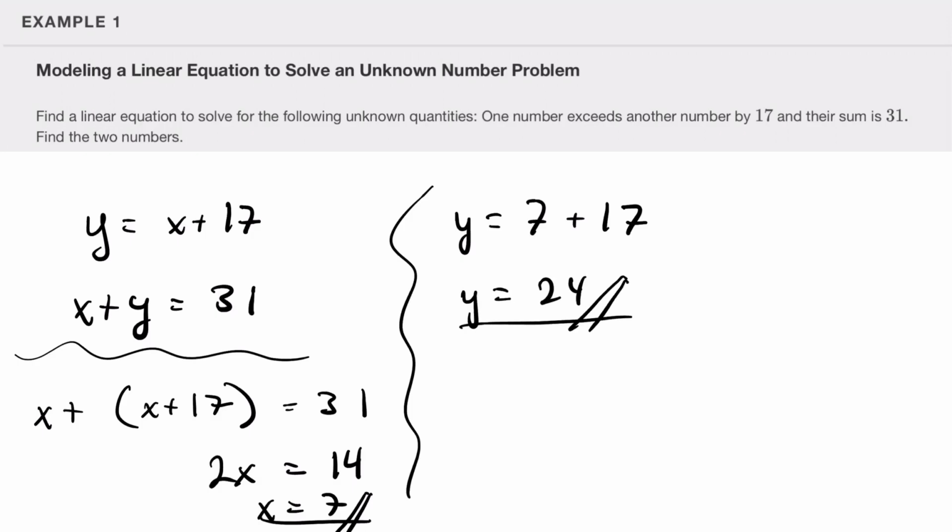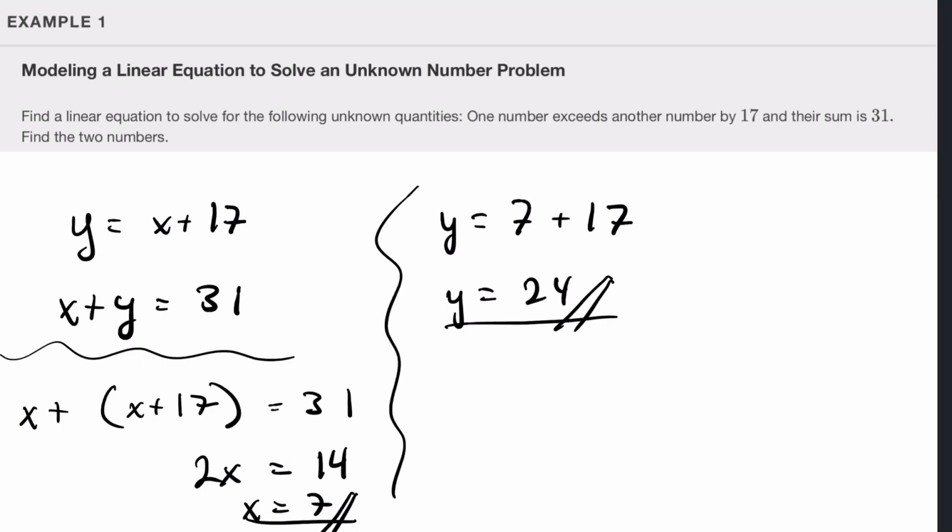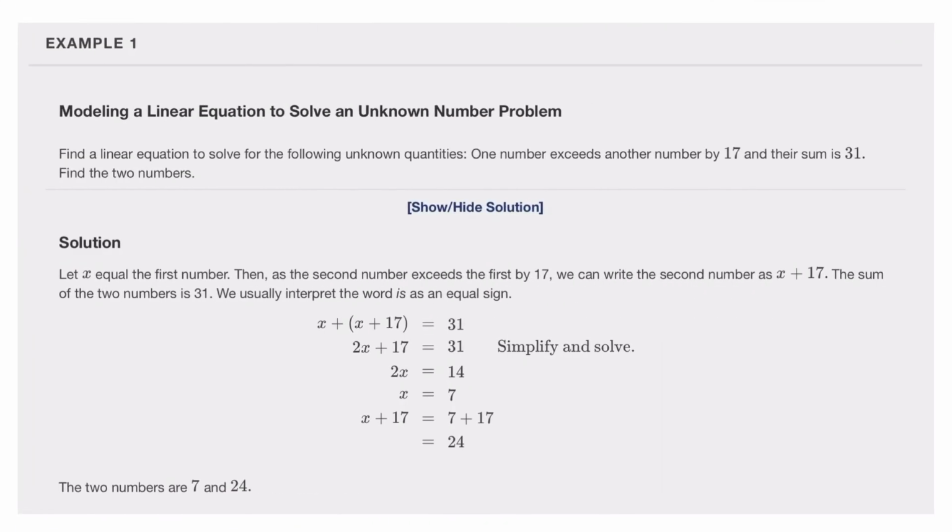So our claim is that these are the two numbers. So notice if we add 17 to 7, we get 24. And then 7 plus 24 is 31, right? So these two numbers work. So it should be 7 and 24. So now you see it there.